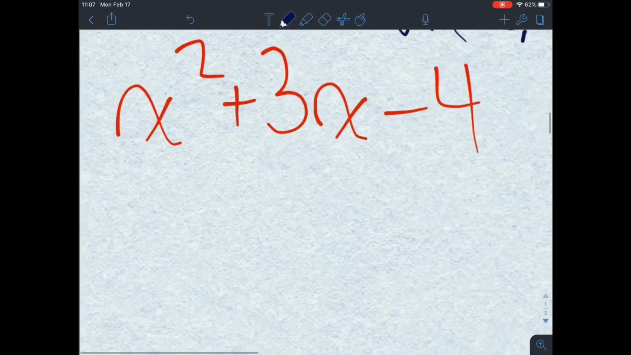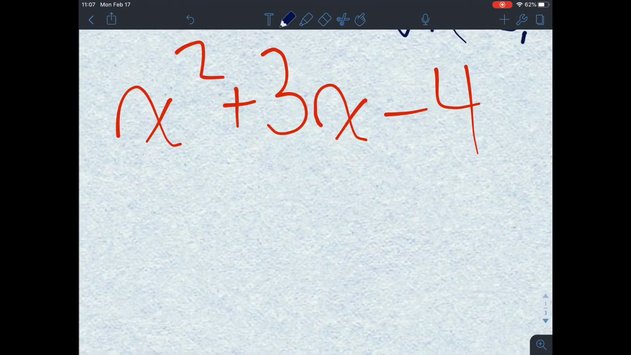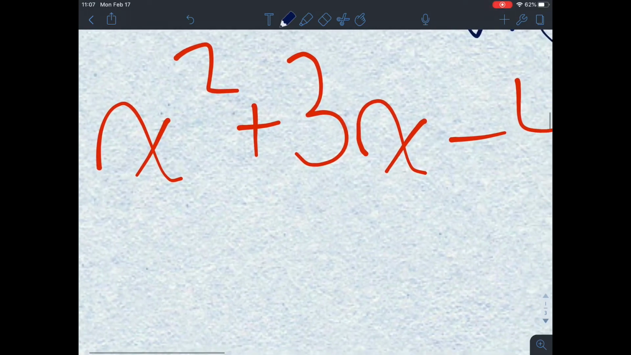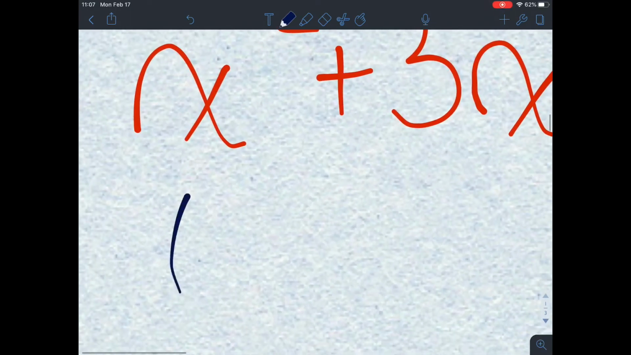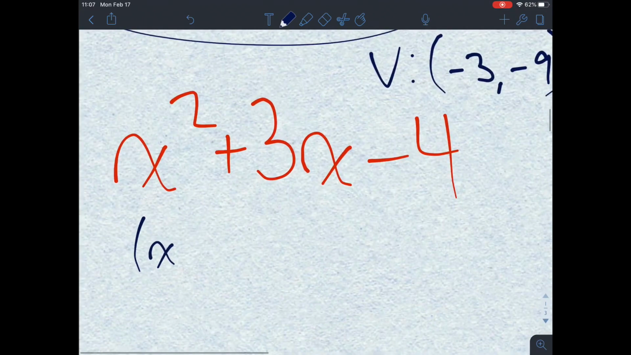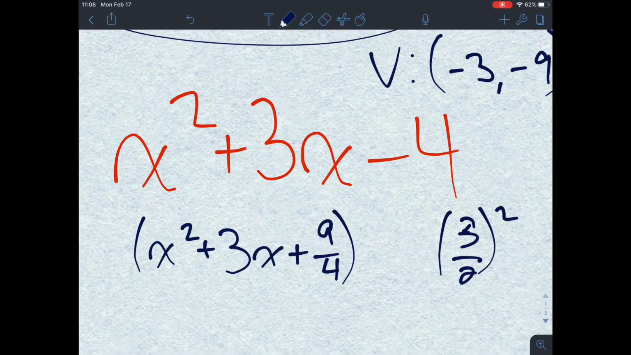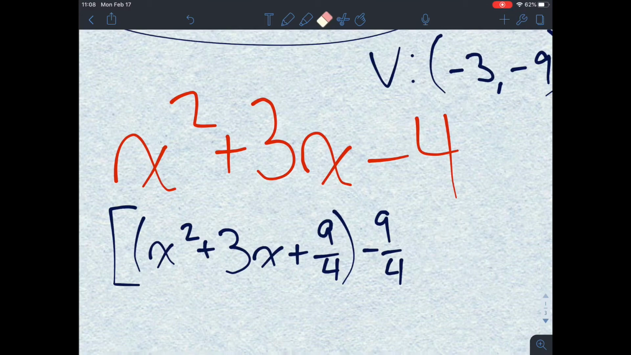So in this problem, we have x squared plus 3x minus 4. Now this is where it gets a little confusing, because this is where fractions actually get involved. So here in the parentheses, we would write x squared plus 3x, and then we have to divide by 2. 3 divided by 2 is 3 over 2, and 3 over 2 squared is 9 over 4. So plus 9 over 4. And then we have to do minus 9 over 4. And lastly, outside the brackets, we do minus 4.